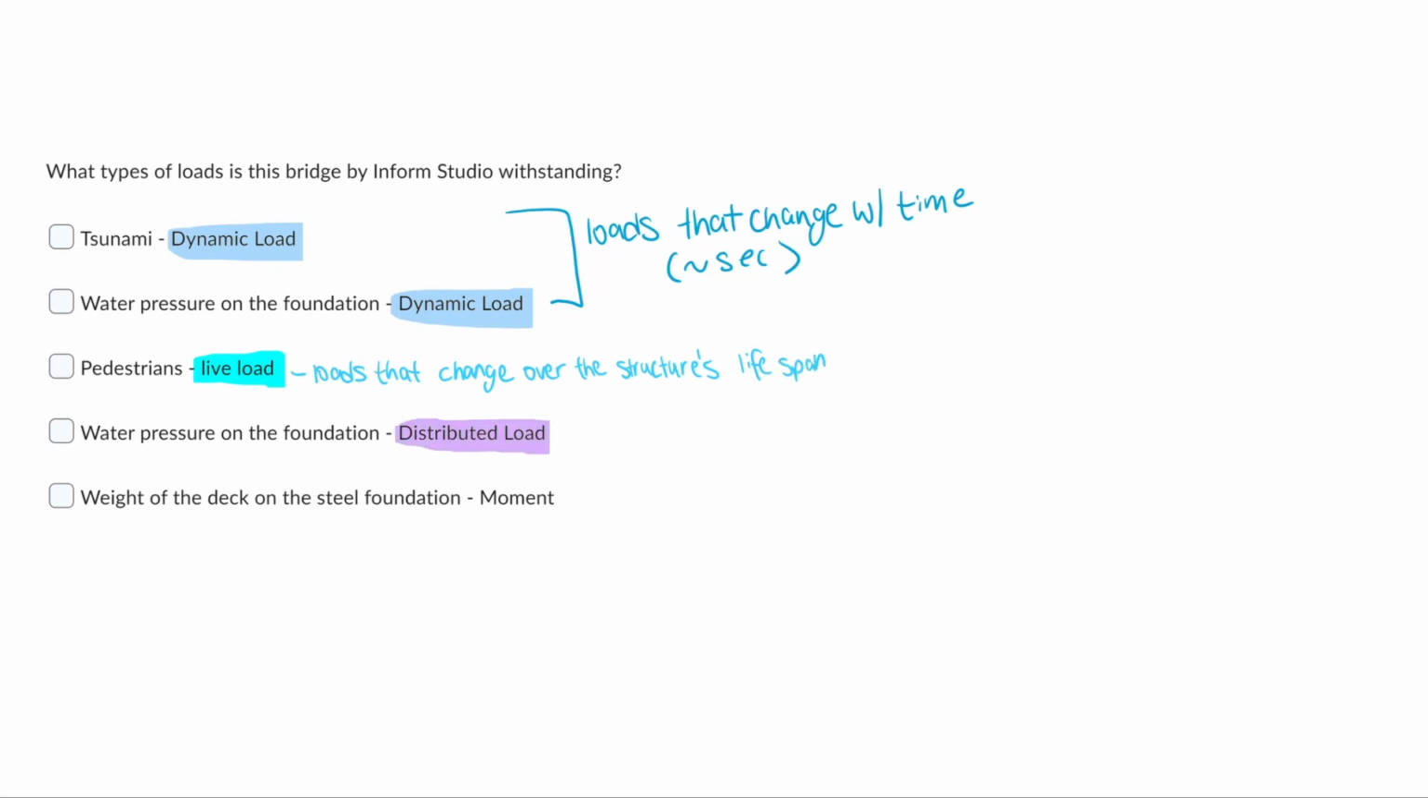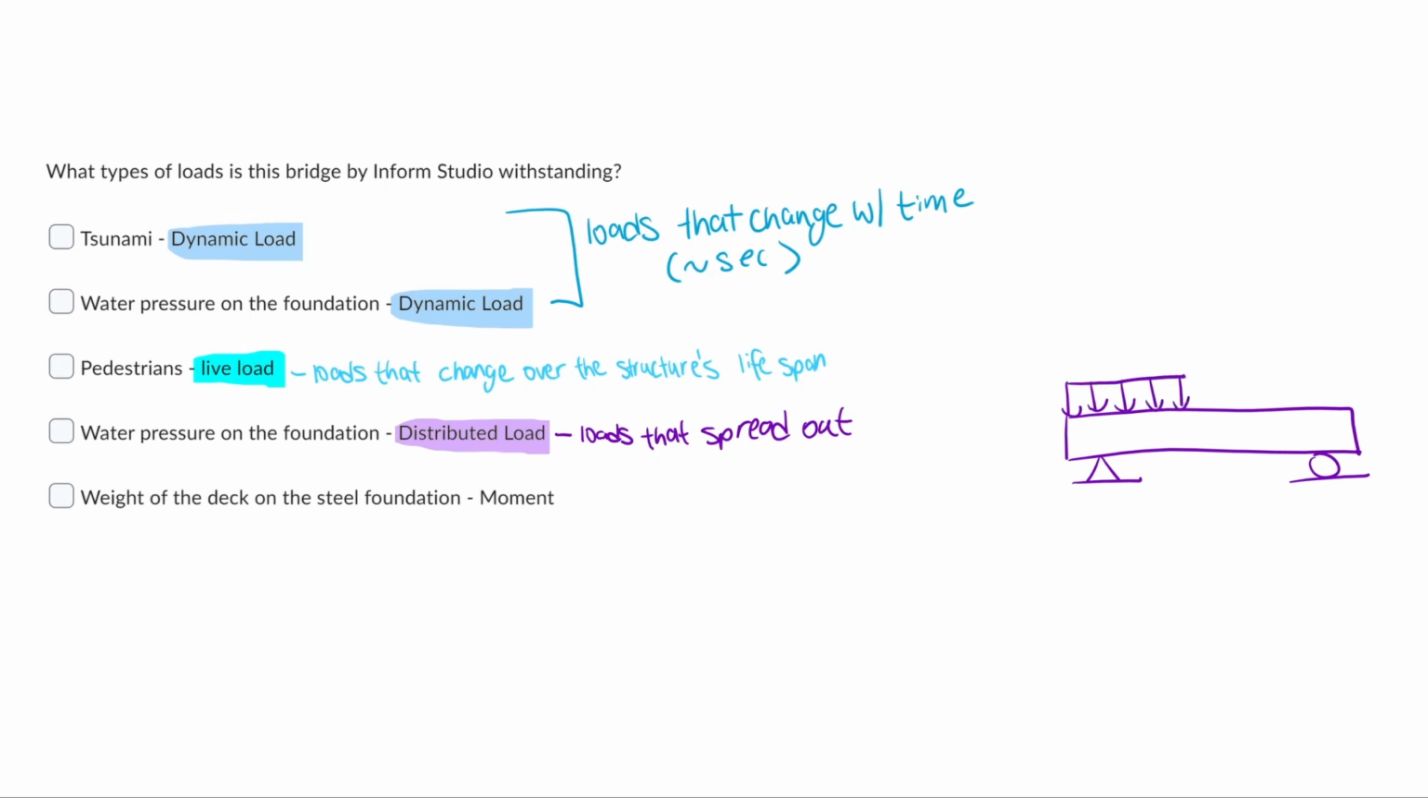And then we have distributed loads, which are loads that spread out over an area, which is shown over here on this simple beam. This is as opposed to point loads, which simply act in one space. And finally, we have moment loadings. These are rotational in nature, and they are caused by either moments, other forces acting at a distance, or torsion.